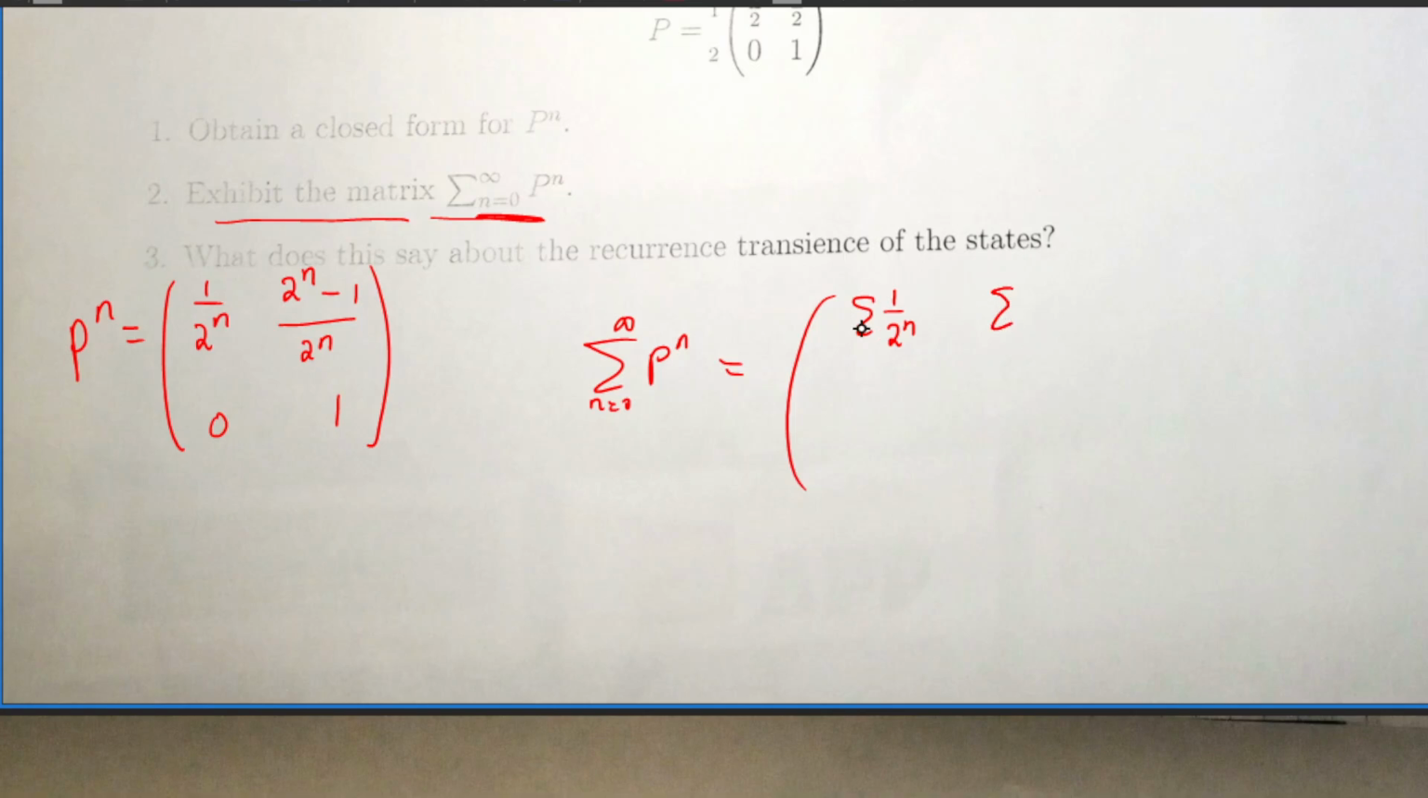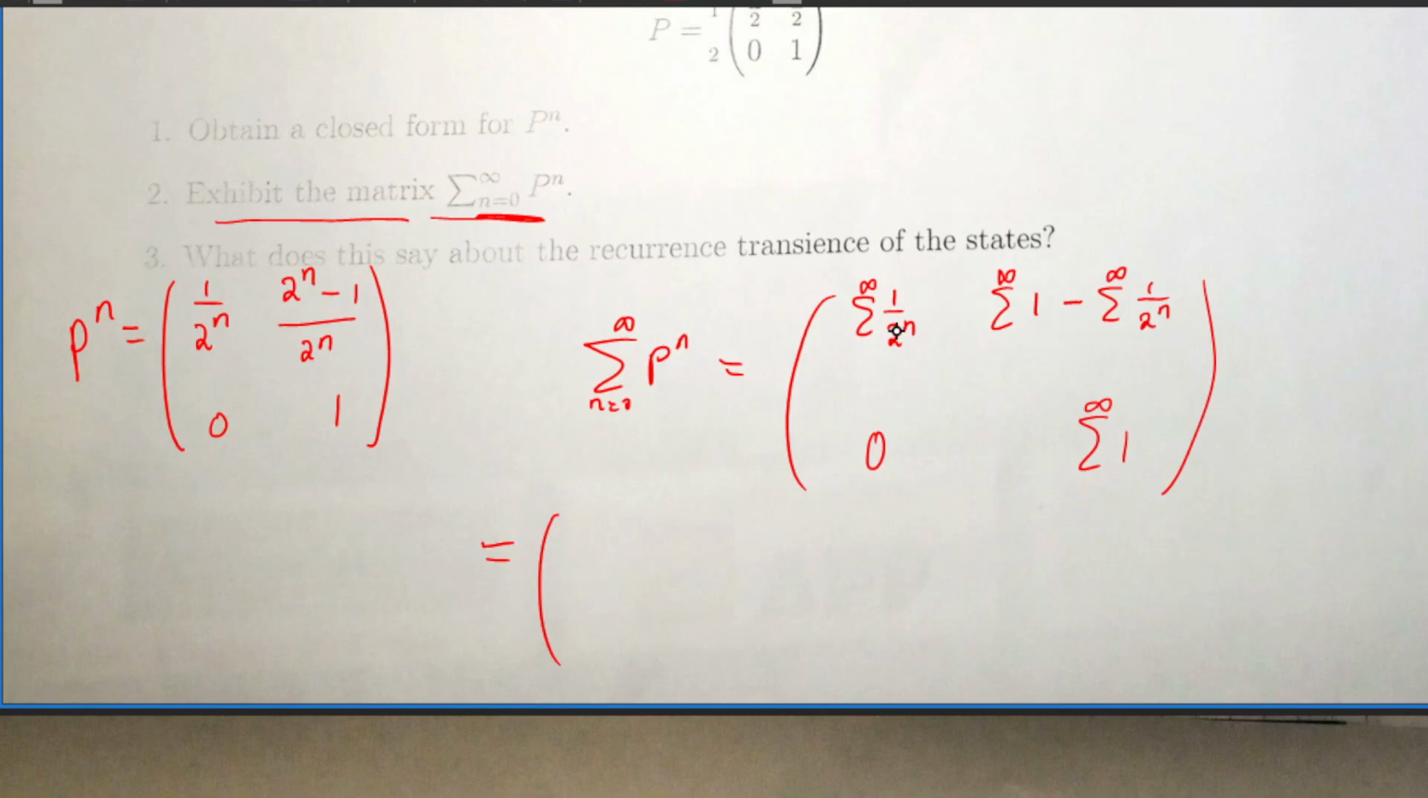We have the sum. We can break this sum out as 1 minus the sum. Actually, so this goes to infinity, starting from 0, of 1/2 to the n. Then we have the sum of zeros, which will just be 0, and we have the sum of ones to infinity. So we can simply calculate what each of these will be.